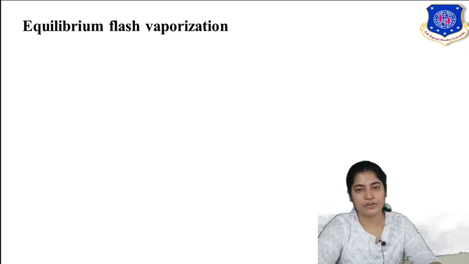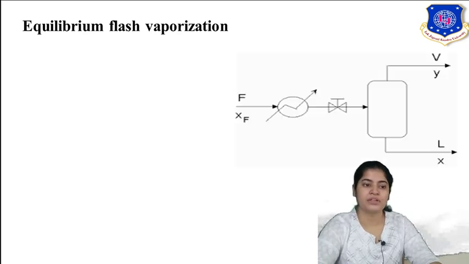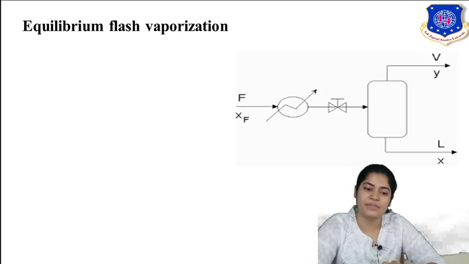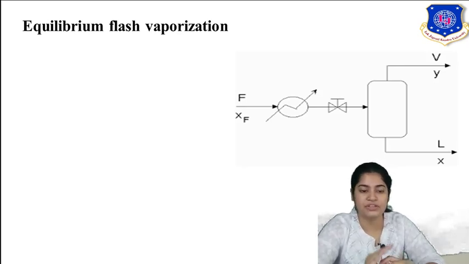The third type of distillation you do is the equilibrium flash vaporization. Now the arrangement is this way. So what actually happens here is, first of all, the feed. You have taken a sample.